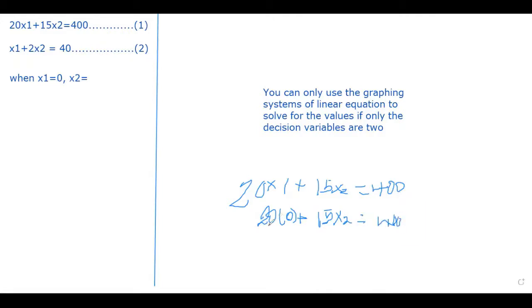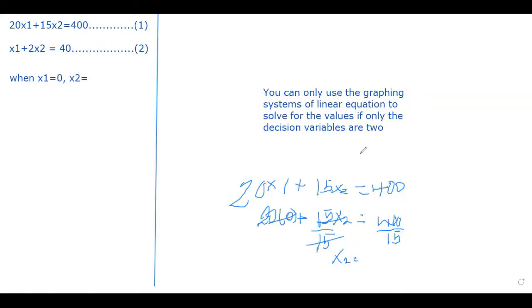This one, 20 times 0 will give us 0. So now nothing will be here. So 15x2 is equal to 400. We want to know the value of x2. So we just divide both sides by the coefficient of x2, which is 15. So divide both sides by 15. Now, what will be the answer for 400 divided by 15?